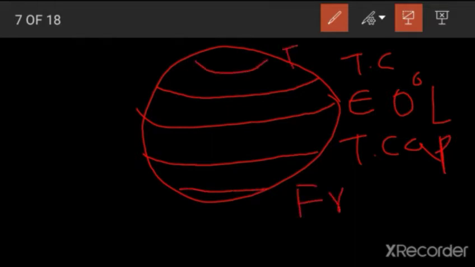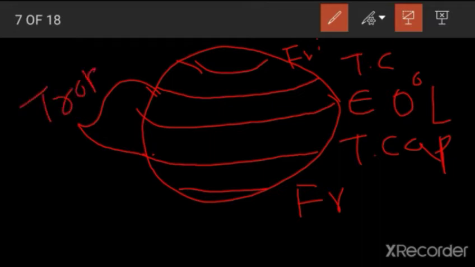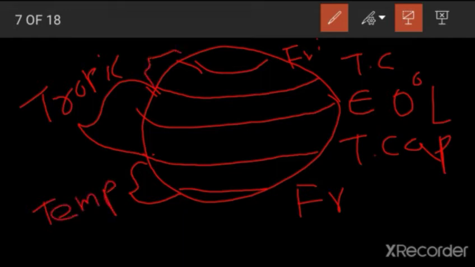This is the frigid zone. This is the Tropic of Cancer and the Tropic of Capricorn, right? Between the Tropic of Cancer and the Tropic of Capricorn, it is known as the tropical region. Between the frigid zone and the Tropic of Capricorn, it is known as the temperate zone. And similarly, between the Tropic of Cancer and the frigid zone, it is known as the temperate zone.